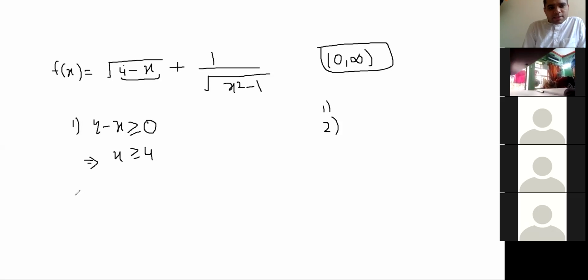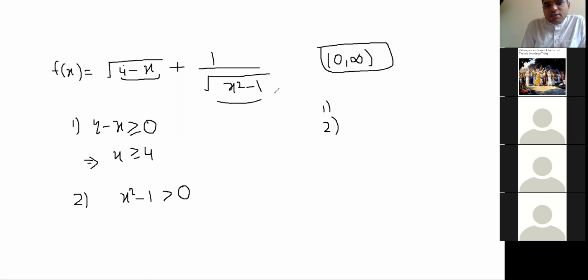And now the second restriction is that x square minus 1 should be greater than or equal to 0, or greater than 0? Greater than 0. Yes, this should be greater than 0 because it cannot be equal to 0, since it is in the denominator.